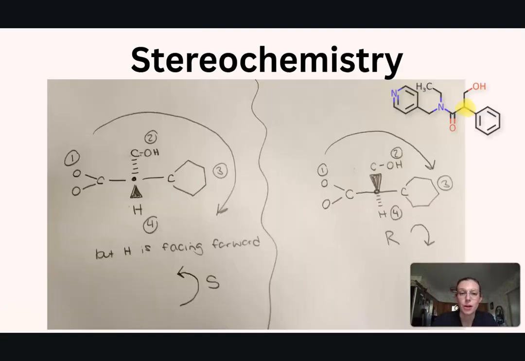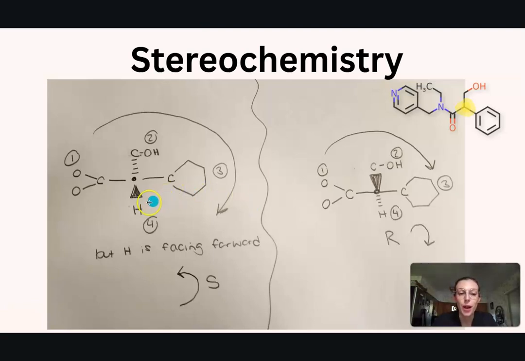Now, if we are to draw out that chiral center and look at the stereochemistry of the molecule, I have 2 different versions here. I have one where the carbon and the OH group are pointing into the page and the hydrogen is pointing forwards. And then on the right-hand side, we have it switched around the opposite way where the COH is pointing forwards and the hydrogen is pointing backwards.